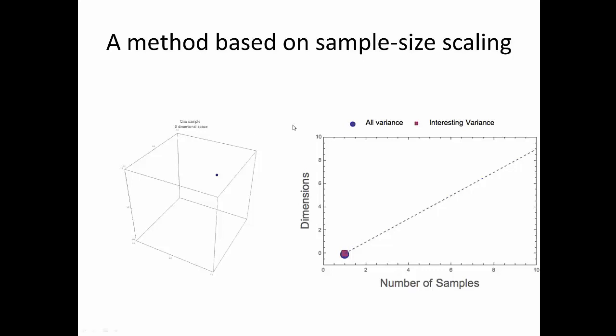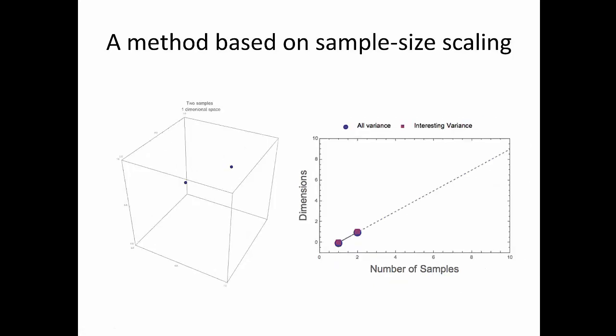So now I'm going to try to explain this idea of sample size scaling to estimate dimensionality. Let's start with a single sample. Here's the number of samples on the horizontal, and here is the dimensions of the space that we need to capture the variation. We've got one sample, and we can capture it in a 0-dimensional space, just a point. With 2 samples, they lie on a line. There's a straight line that always connects 2 points. So with a 1-dimensional subspace, we can capture the variation in our data.